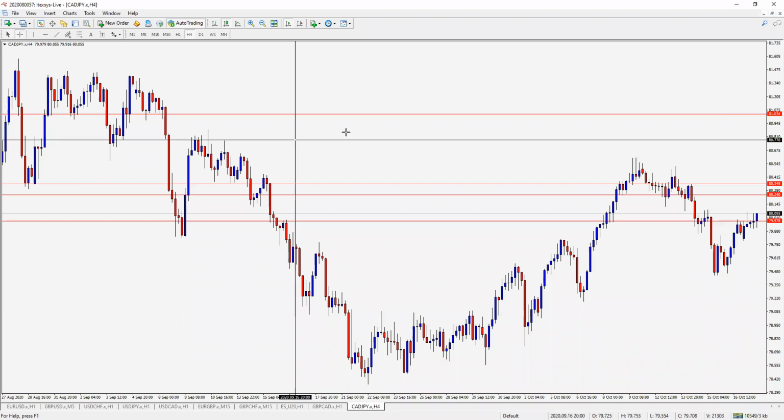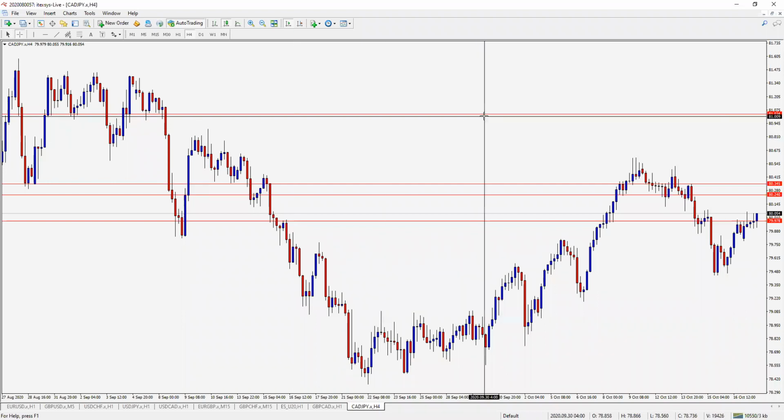And this supply here above can be a great level for a sell on the first touch of the price, unless the price reaches there very fast and aggressively. But if not, I will consider selling at this level on the first touch. It seems like a good supply.